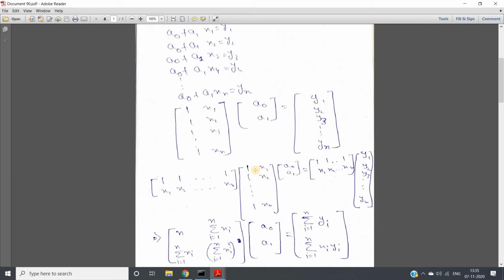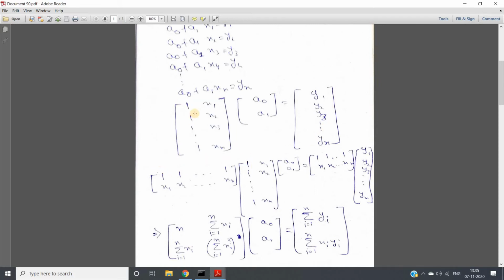So see what will happen if you multiply by the transpose. The transpose of this matrix will be: the first row all ones and the second row x1, x2, up to xn. Okay, and the same transpose we are multiplying on the right hand side also. Okay, now see these two matrices.